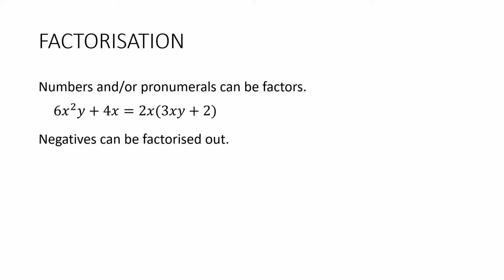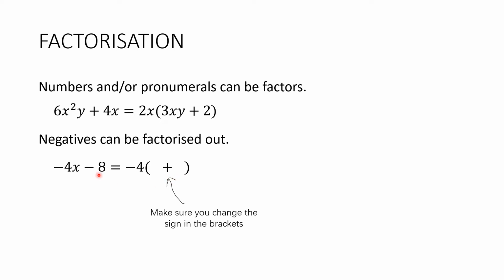Negatives can also be factorised out. So if I've got negative 4x take away 8, I'm going to take out the negative 4. Make sure you change the sign in the brackets, because remember, negative 4 times positive something is going to make negative here. Negative 4 times what gives me negative 4x? That's x. And negative 4 times what gives me negative 8?